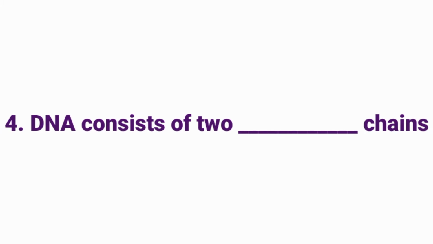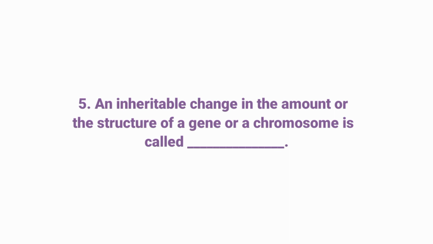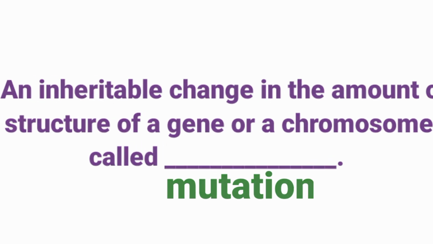DNA consists of 2 dash chains. Answer polynucleotide. DNA consists of 2 polynucleotide chains. An inheritable change in the amount or the structure of a gene or a chromosome is called dash. Answer mutation.